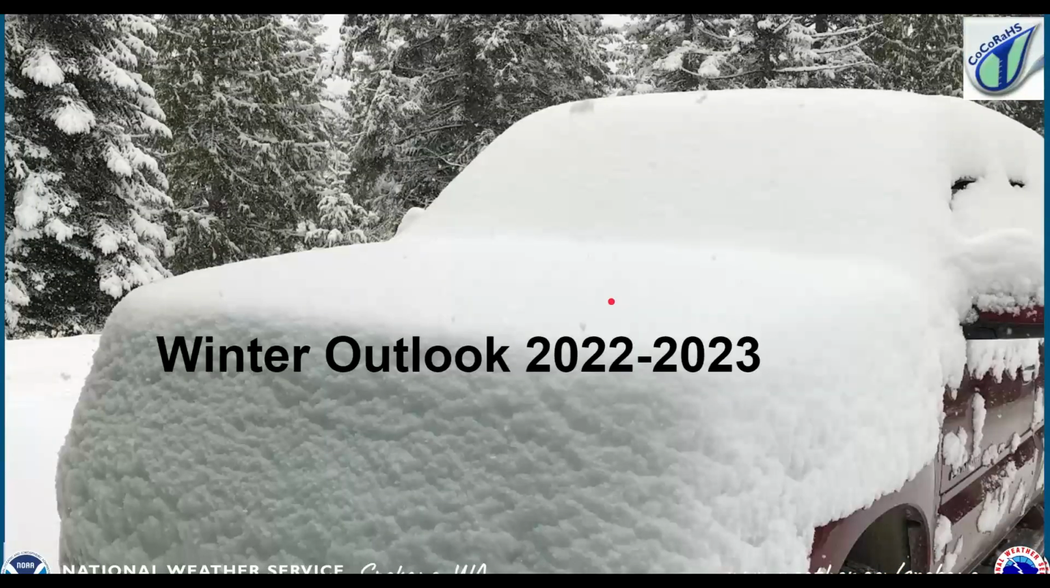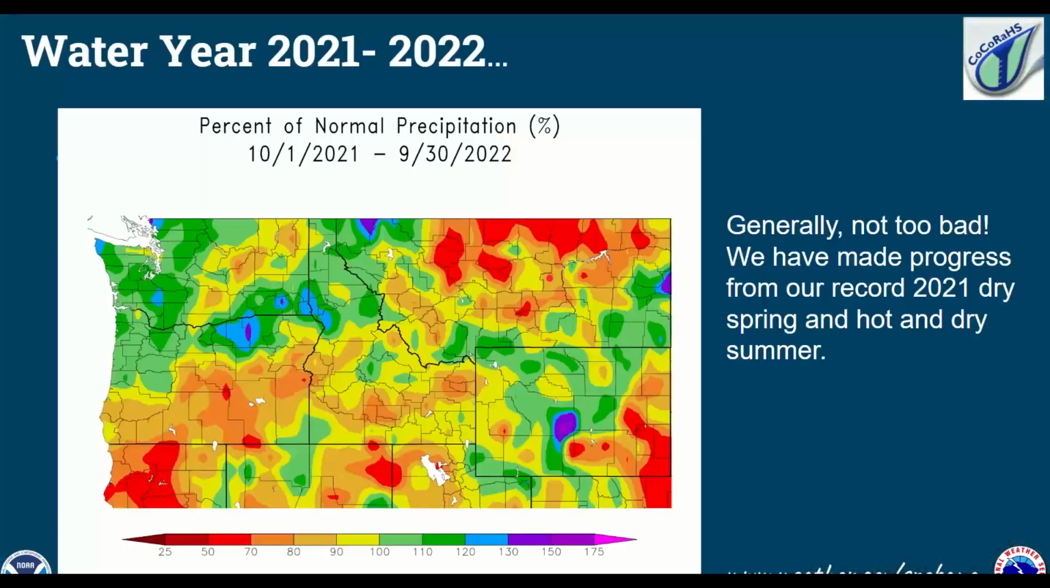Okay, so last thing we're going to talk about is the winter outlook for 2022 and 2023. But first, let's look back at what happened last water year. So water years start with precipitation that falls from October 1 to September 30th, so that way we can capture the entire winter season along with the spring and summer. And typically fall is pretty dry. So that's why we do the cutoff from October 1 to September 30th.